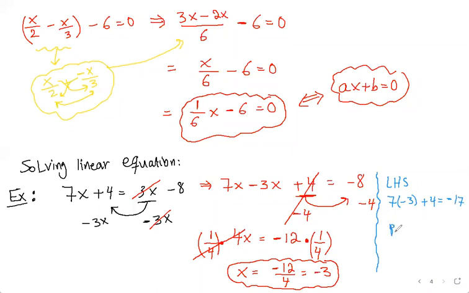See, right-hand side. 3 times minus 3 minus 8. What is the answer? 3 times minus 3 is minus 9. Minus 9 minus 8 is negative 17. So this is true. Left-hand side equals the right-hand side. So this works for this equation. Any question?